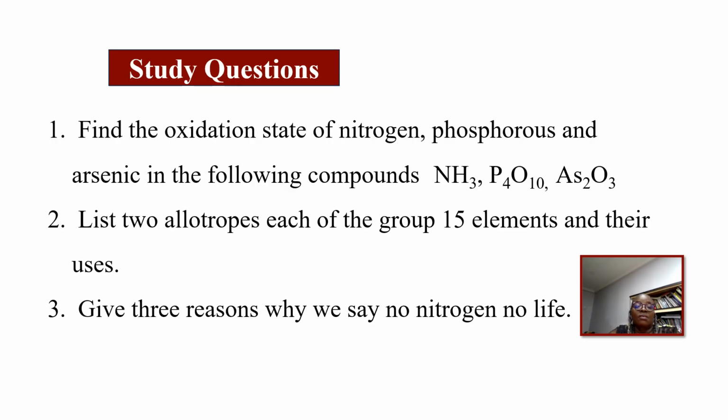Study questions. Question 1: Find the oxidation state of nitrogen, phosphorus, and arsenic in the following compounds: NH3, P4O10, and As2O3. Question 2: List two allotropes each of the group 15 elements and their uses. And then question 3: Give 3 reasons why we say no nitrogen, no life.